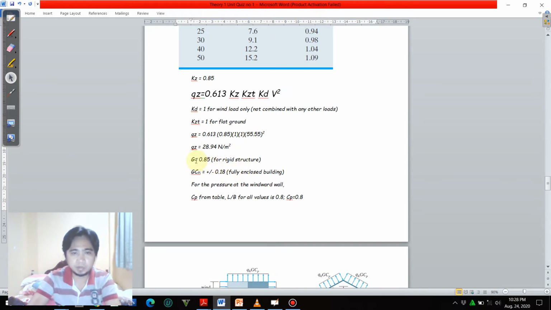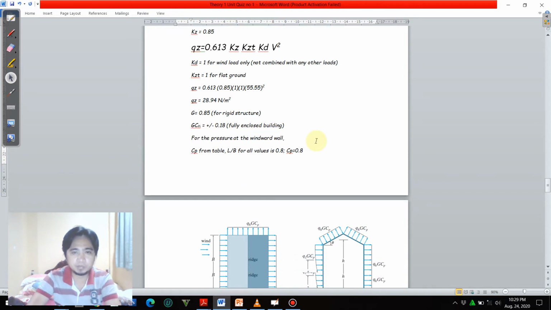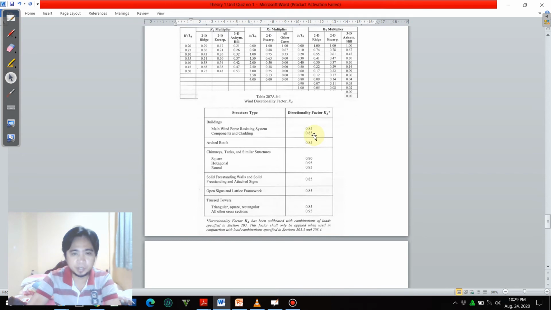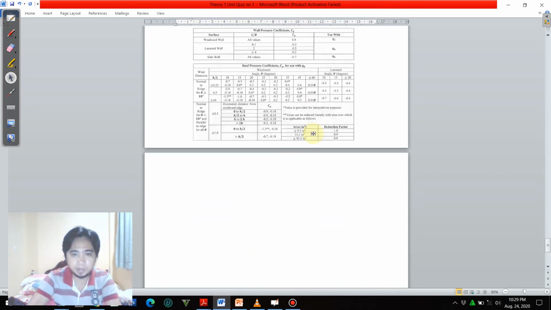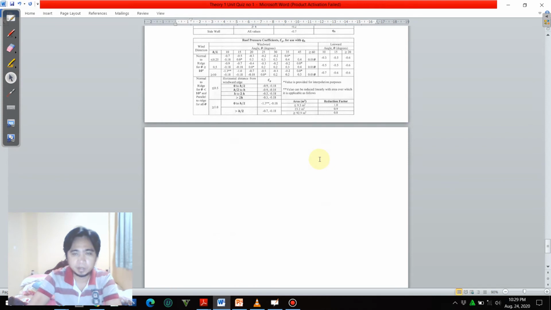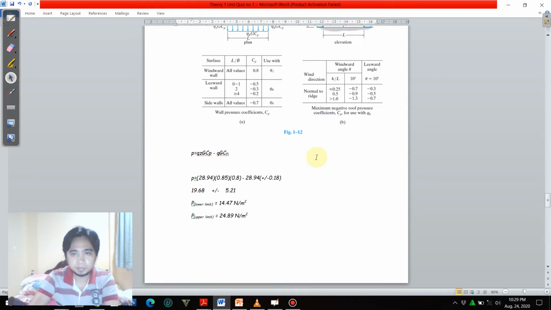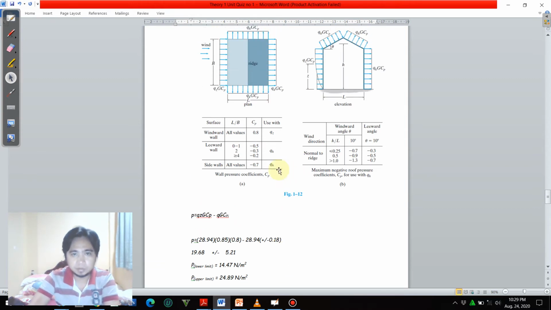And then for the G value, the gust effect factor, we have 0.85 for a rigid structure. Again, we do not need to go over the table. And then GCPI is plus or minus 0.18 for a fully enclosed building. So here's the table for that GCPI, or internal pressure coefficient. Here it is, fully enclosed building, plus 0.18 or minus 0.18.